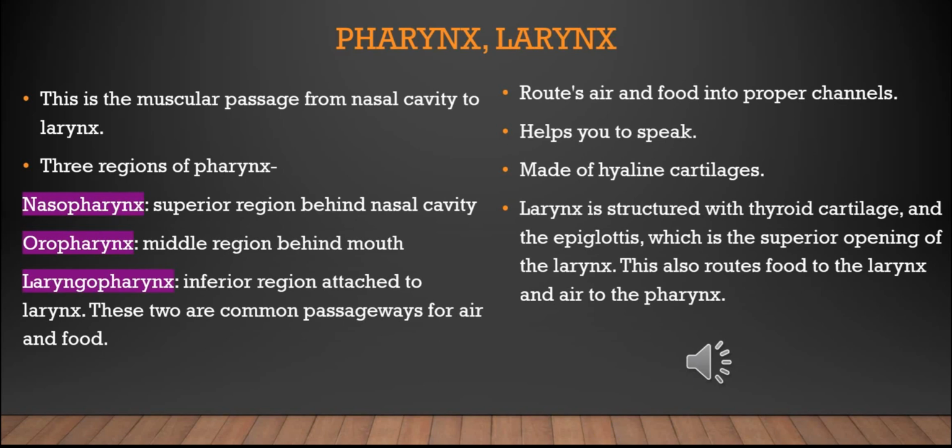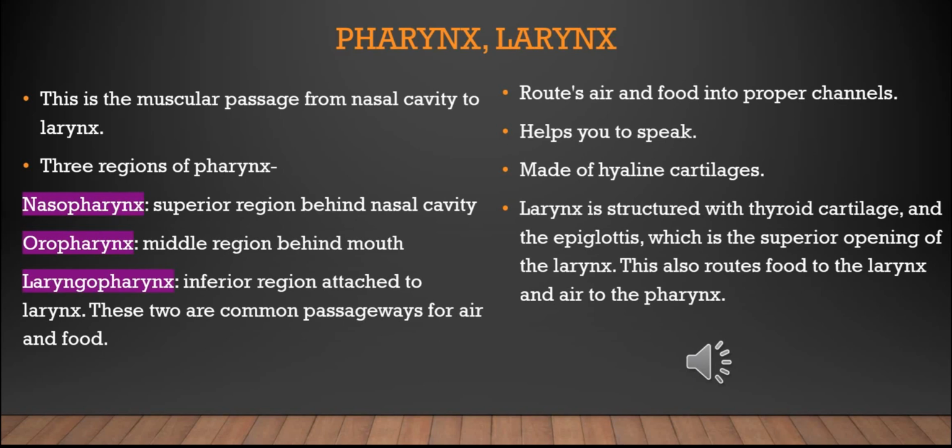The second important thing is the pharynx, and the third is the larynx. The pharynx is the muscular passage from the nasal cavity to the larynx. There are three regions of the pharynx: the nasopharynx is the superior region behind the nasal cavity, the oropharynx is the middle region behind the mouth, and the laryngeal pharynx is the inferior region attached to the larynx. These two are common passageways for air and food.